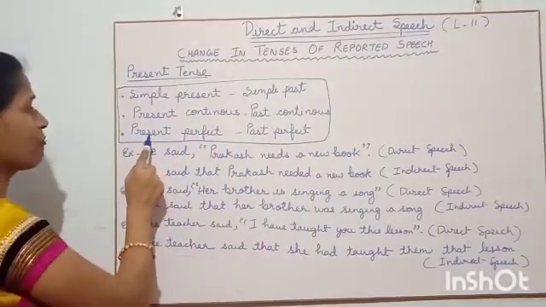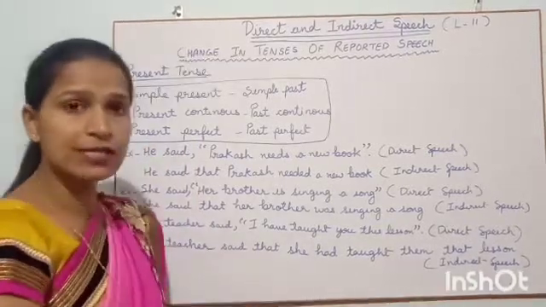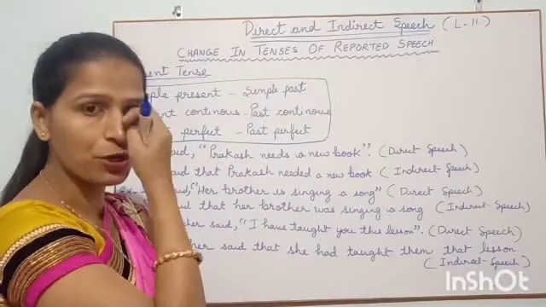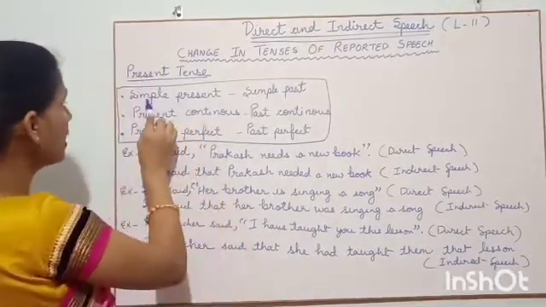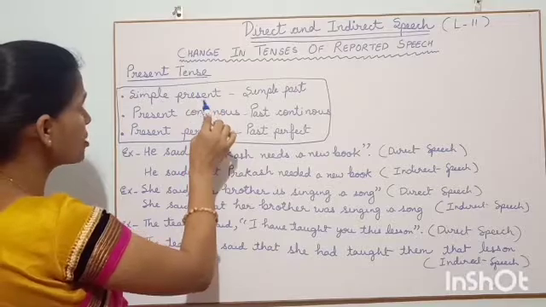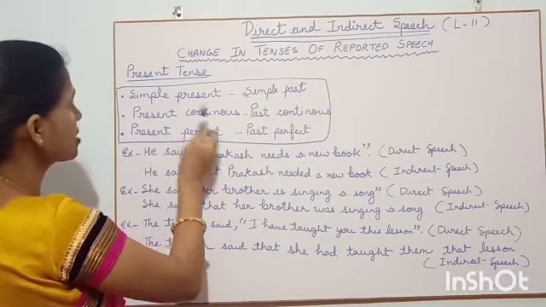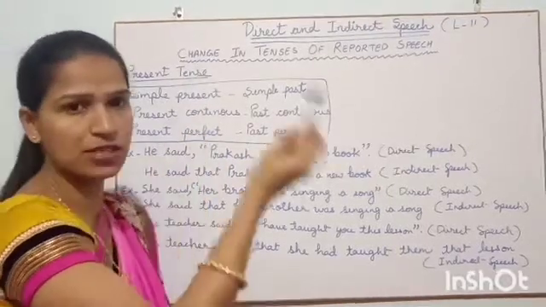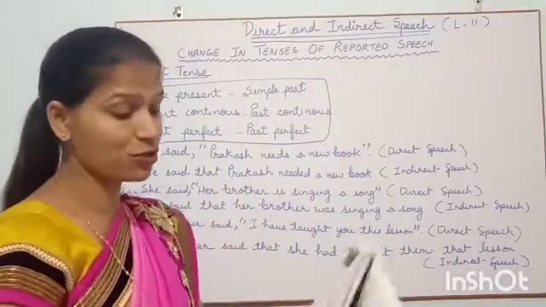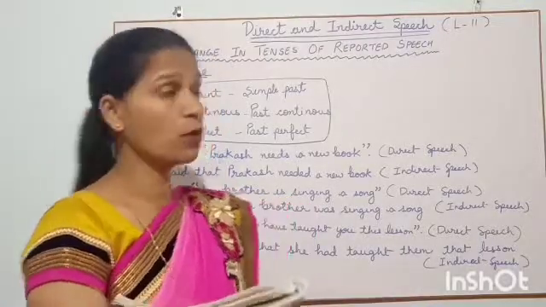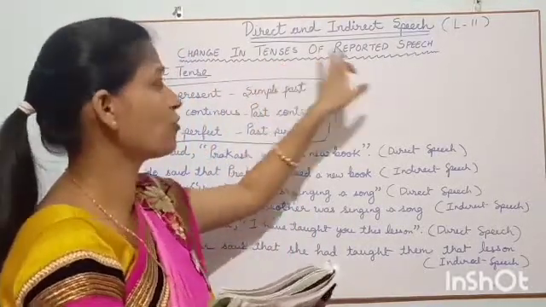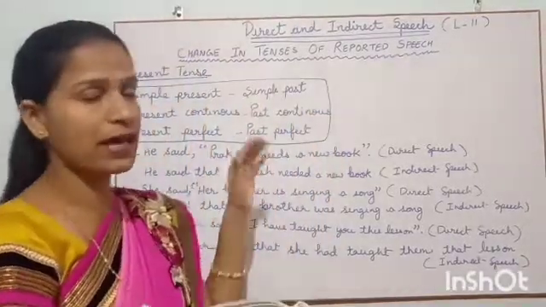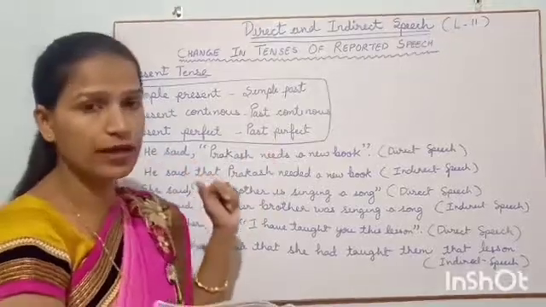Then thirdly, we have present perfect. Present perfect will change into past perfect. Simply, what you have to keep in mind is that present tenses will change into past tenses: present continuous into past continuous, simple present into simple past, present perfect into past perfect. These changes we have to make according to the rule given here when we see that the tense of the reported speech is in the present tense.